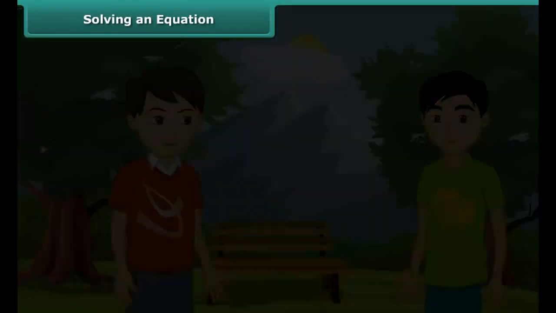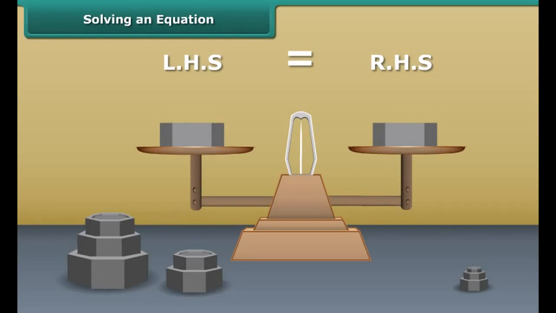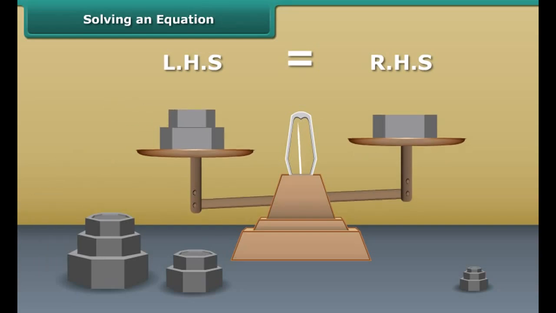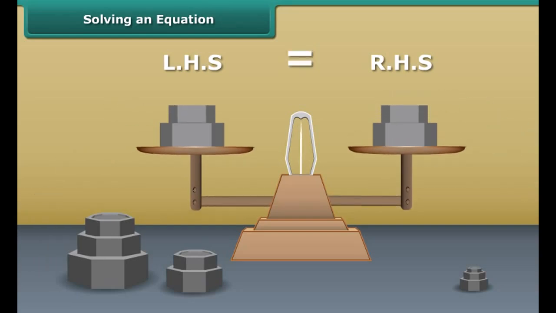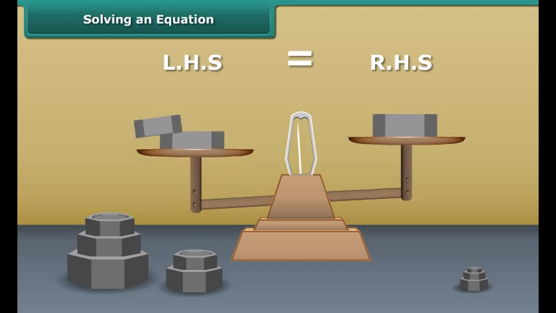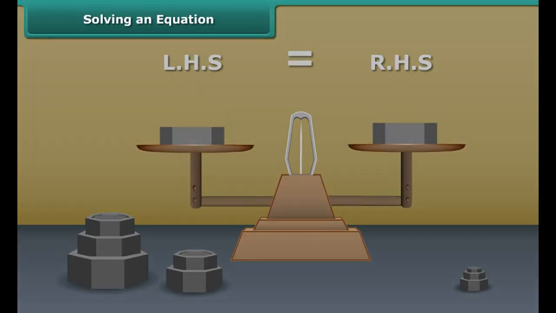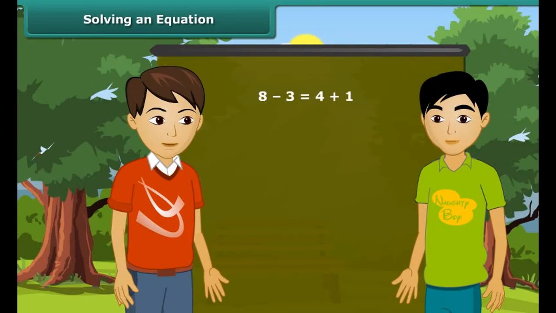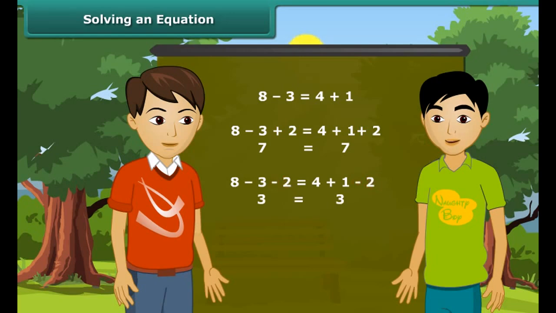A balanced equation is like a weighing balance with equal weights on both its pans. If we add the same weights to both the pans, the arm remains horizontal. Similarly, if we remove the same weights from both the pans, the arm remains horizontal. Same is the case with the equation. If we add same number to both its sides, the equation remains unchanged. And if we subtract the same number from both its sides, the equation remains unchanged. If we multiply or divide the same number, then also the equation remains unchanged.